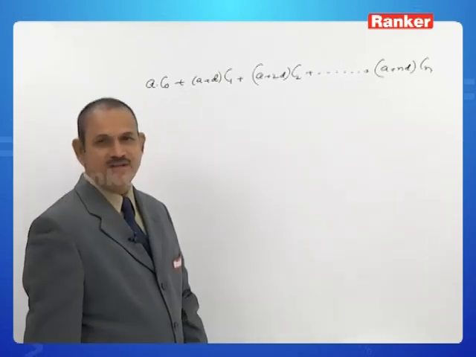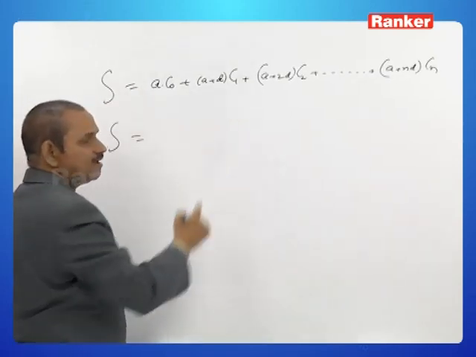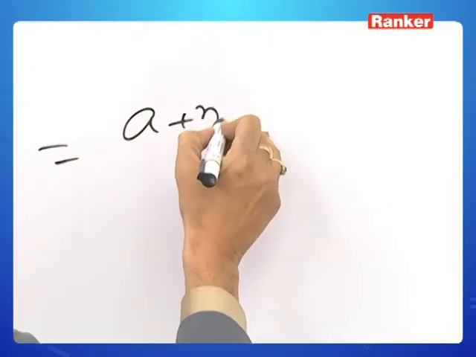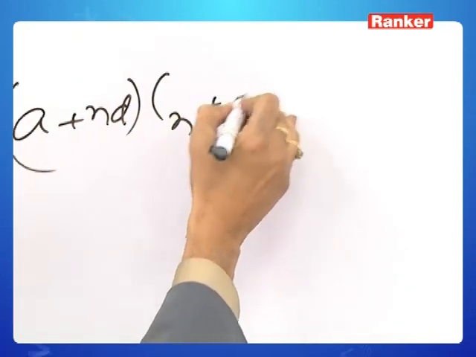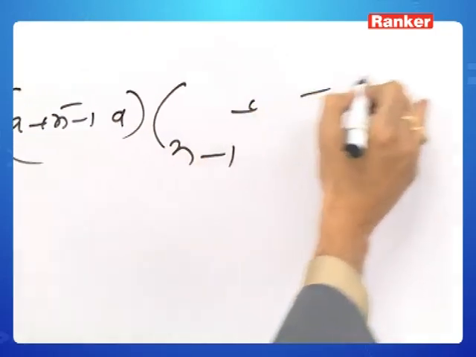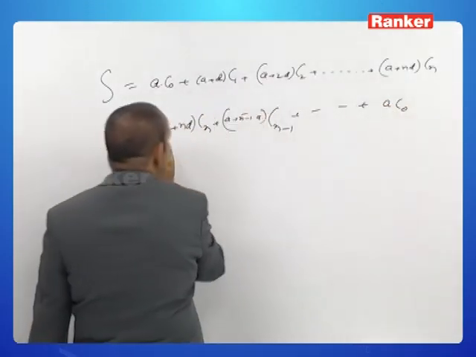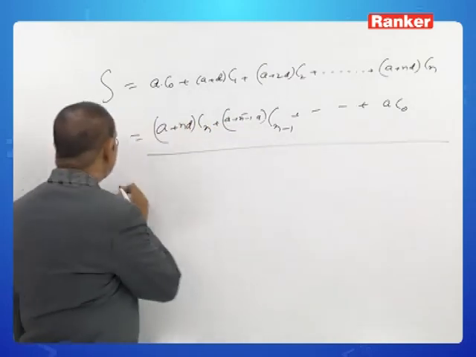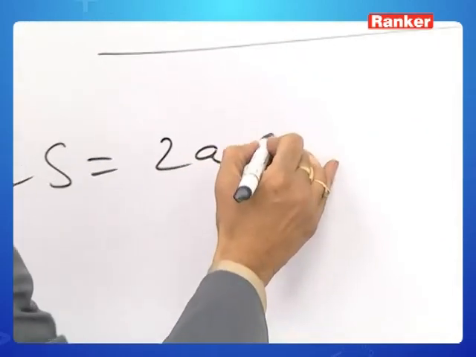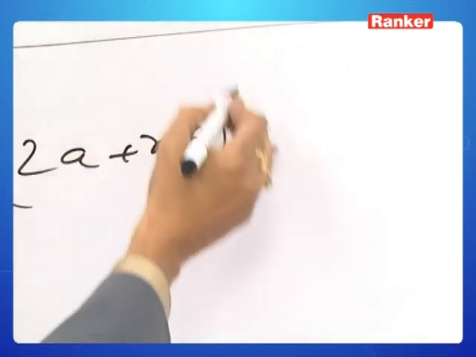We are now ready to obtain this sum. Of course, it's very simple. Let me call this sum S. The same S can be written from the last to first. How can it become? A plus ND into Cn, A plus n minus 1 into D into Cn minus 1, and so on, etc. The last term will be A into C naught. You add all of them. 2S is equal to A plus ND plus A, that is 2A plus ND, into C naught and Cn, they are equal.